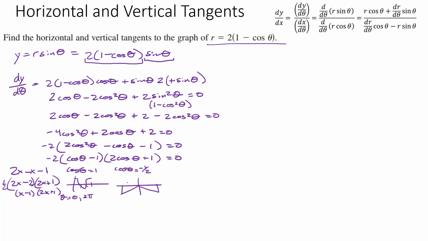All right, we need the adjacent to be negative 1 and the hypotenuse to be 2, then the opposite would be the square root of 3. Negative 1, root 3, and 2 puts us in the second quadrant, not the fourth quadrant. So this is going to be pi over 3 here, so that'd be 2 pi over 3 and 4 pi over 3. All right, so those are all of our horizontal tangents.